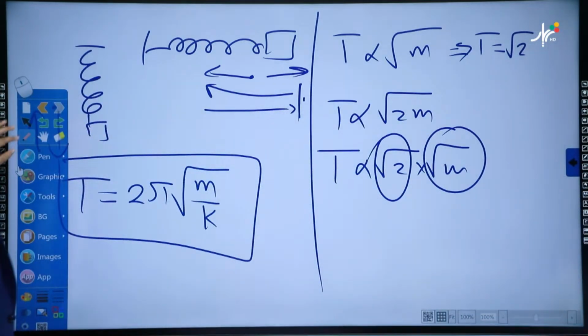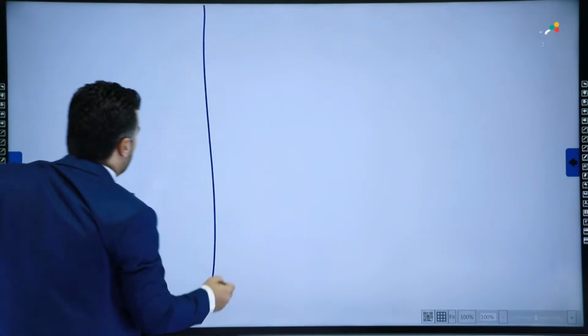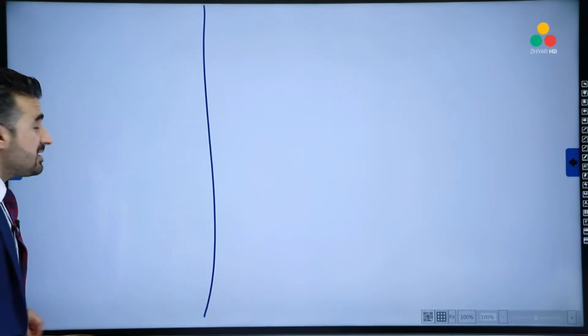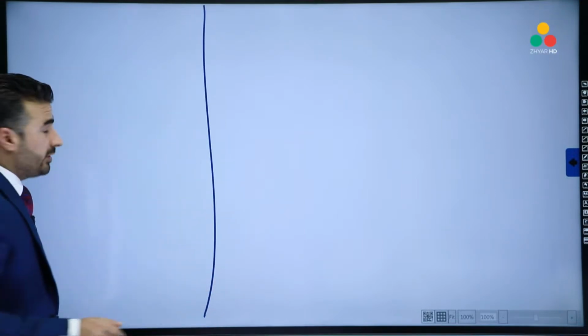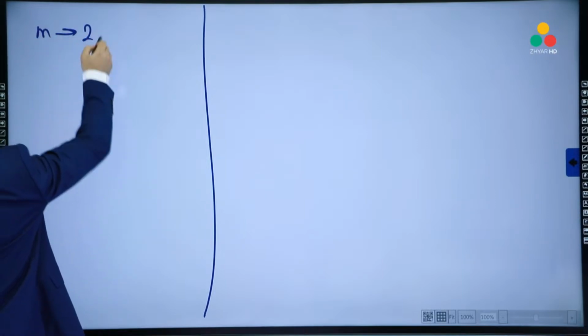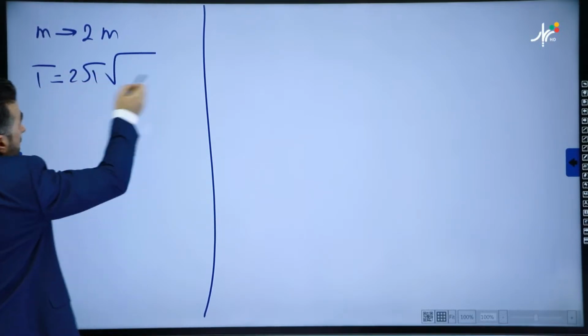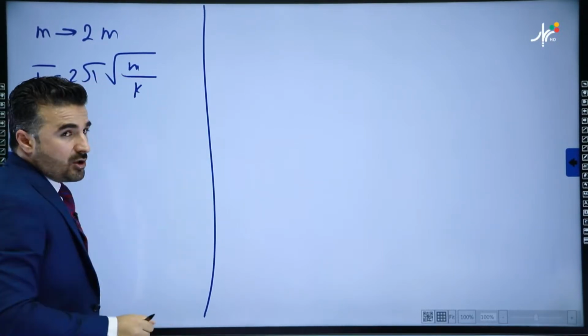Or perhaps I can tell you this. Watch this. Let me write smaller perhaps. Let's say the mass increases by a factor of 2. What will happen to the period? We know that the mass increases from m becomes 2m. So the period is 2 pi, the square root of what? Of mass divided by the spring constant here.